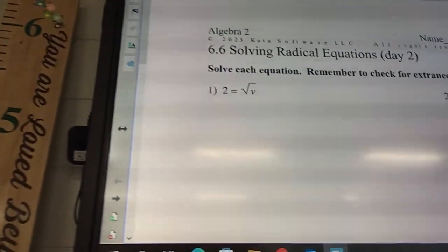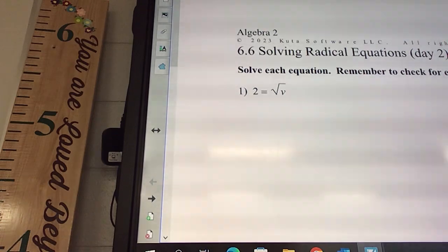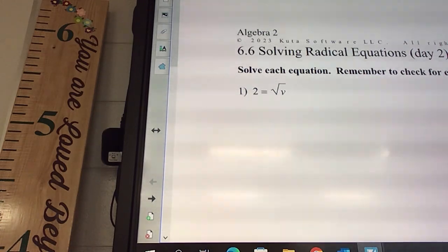So if we look at the first one, okay, is the radical by itself? Yes. Okay, so we can go ahead and square both sides.